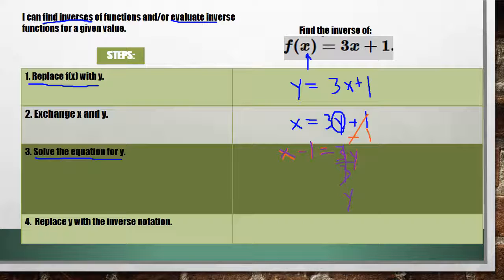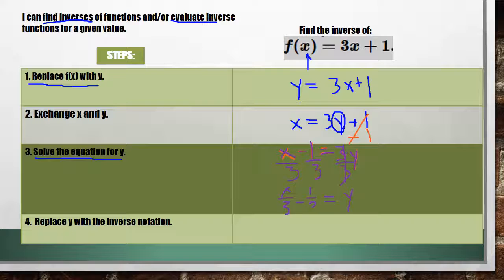Okay, and then this side gets a little tricky. I like to divide each one by 3 instead of just putting it underneath the whole thing. And so I'm going to go ahead and write it under each one. And so this to me represents x over 3, or I could say 1/3 x, and then minus 1/3.